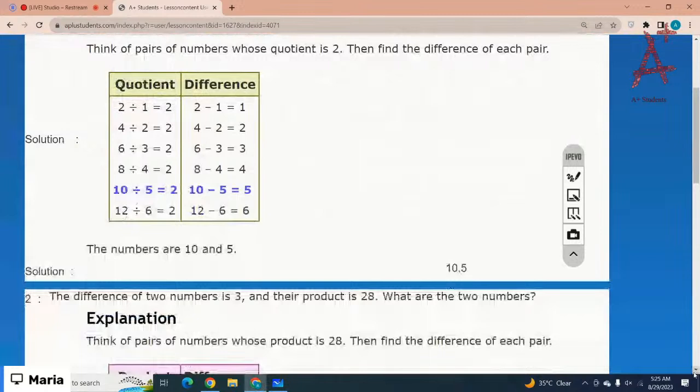The difference of two numbers is 3 and the product is 24. What are the two numbers? So you have to calculate two numbers whose product is 24 and whose difference is 3. As soon as I finished reading the question, I got the numbers in my mind. The numbers are, what do you think? What are the two numbers?